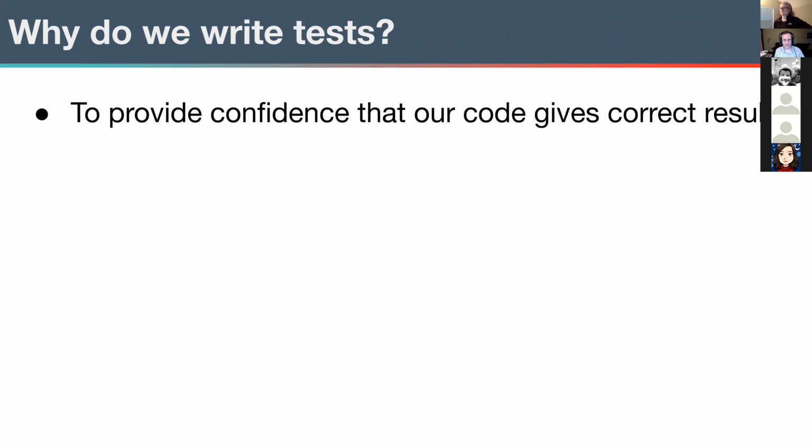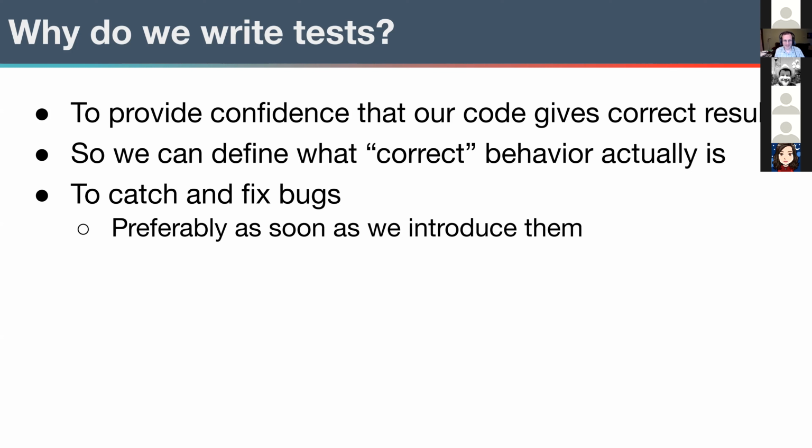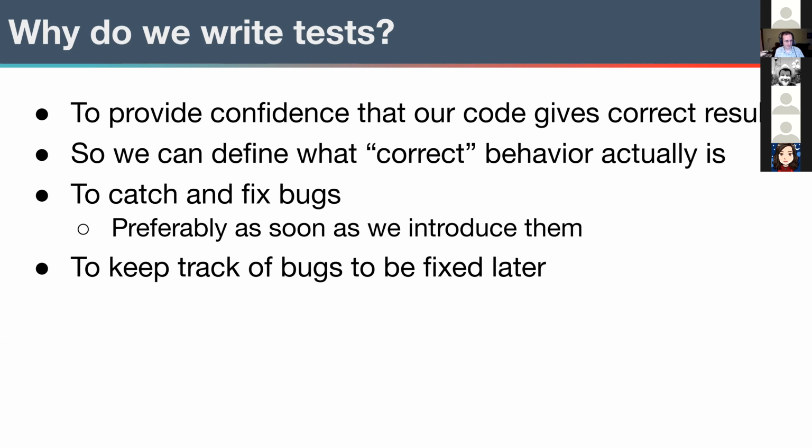So why do we write tests? Tests help us get confidence that our code is giving correct results, which is important for scientific software especially. And tests help us define what the correct behavior actually is. So if there are edge cases, we can define what the behavior at those edge cases is supposed to be. It helps us catch and fix bugs, and preferably as soon as we introduce them. If we catch bugs a few months after we introduce them, they're a lot harder to fix.